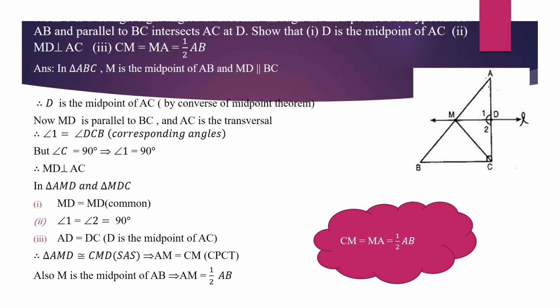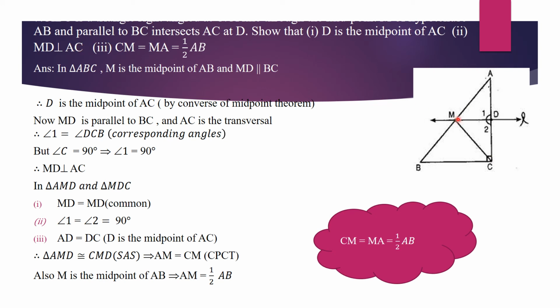Question number 7. ABC is a triangle right angled at C. A line through the midpoint M of hypotenuse AB and parallel to BC intersects AC at D. Show that D is the midpoint of AC, MD is perpendicular to AC and CM equal to MA equal to half of AB. We can see ABC is a right triangle which is right angled at C, and it is also given that M is the midpoint of the hypotenuse AB.